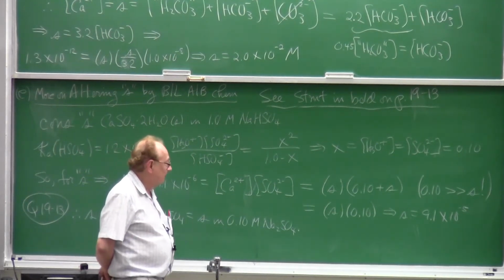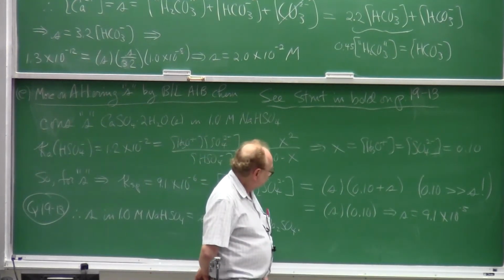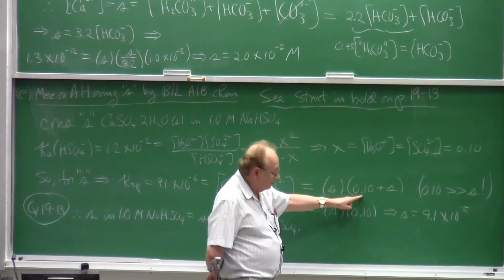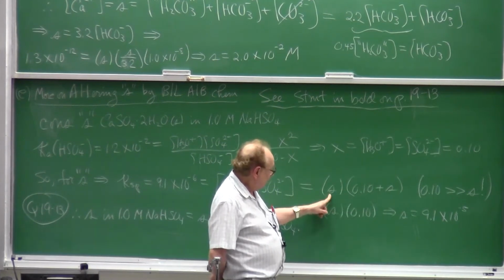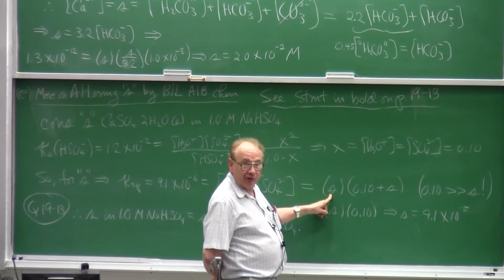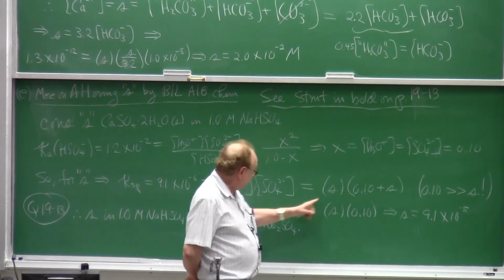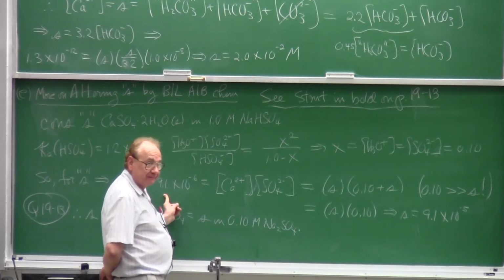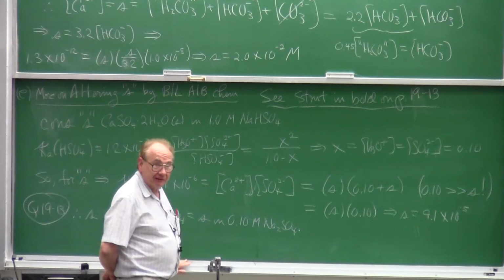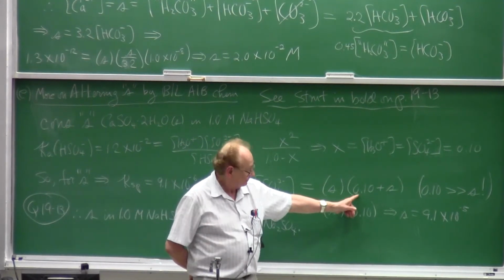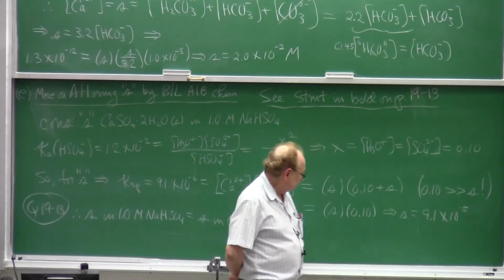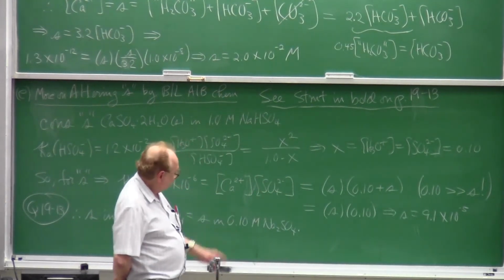Well, since this number cannot be smaller than 0.10, this number cannot be bigger than 9.1 times 10 to the minus 5. Otherwise, this multiple won't equal that value. And 9.1 times 10 to the minus 5 is a heck of a lot smaller than 0.10. True.